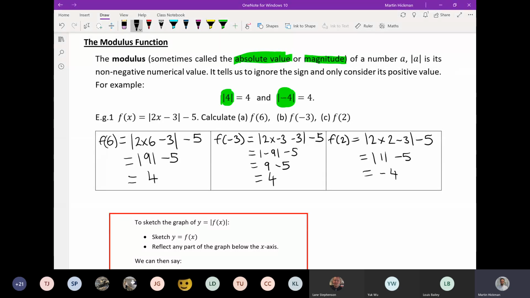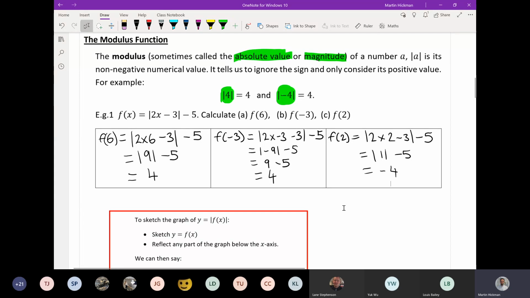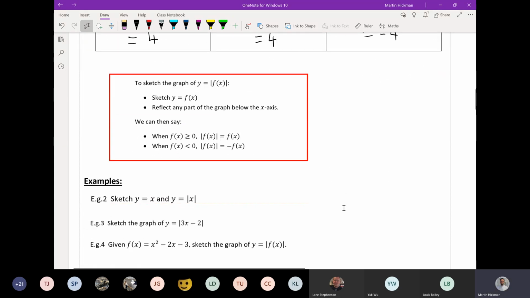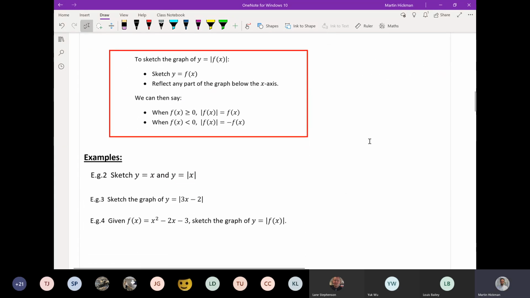So what we're going to do today is mostly focus on the graphs of the modulus function. And for a lot of this, I am going to be switching to GeoGebra to show you, which I'll do in a second. But just the key points here first. When we sketch the graph of y equals the modulus of f of x, what we do is we just sketch what f of x would look like originally. So if the modulus lines weren't there, we just draw what the graph would normally look like.